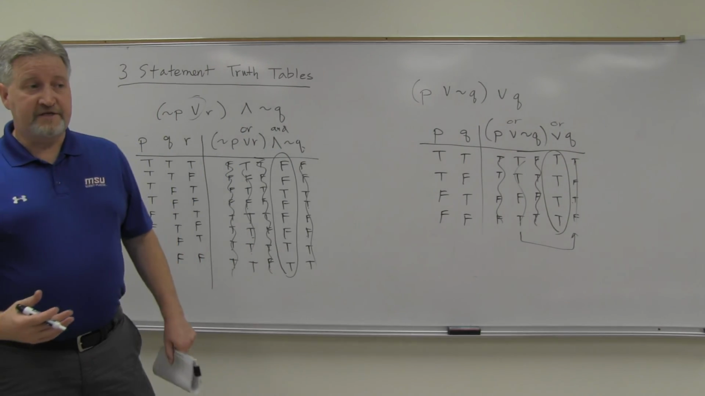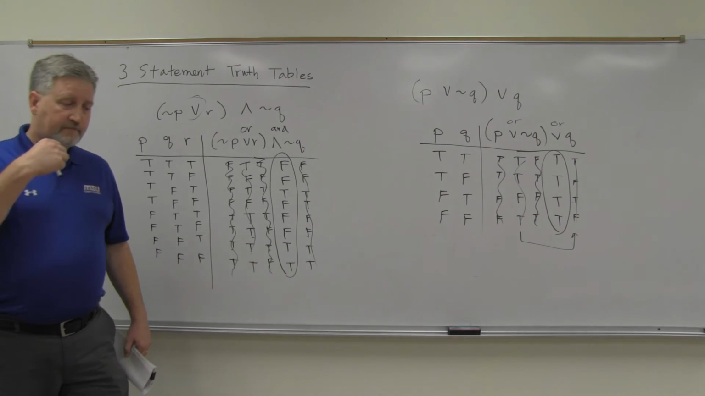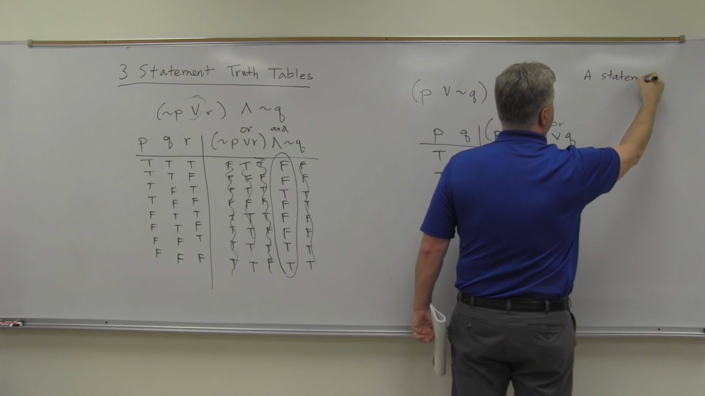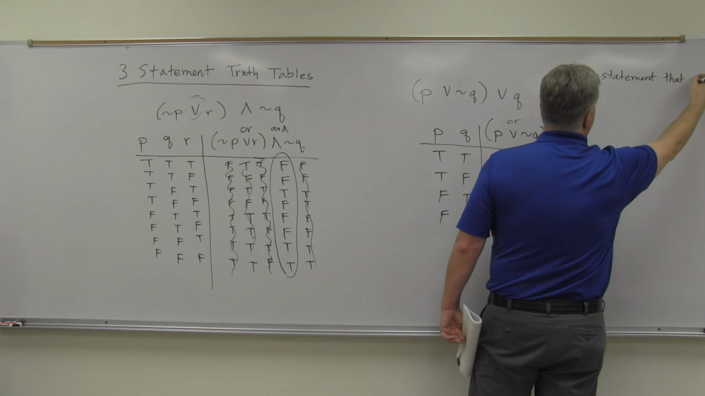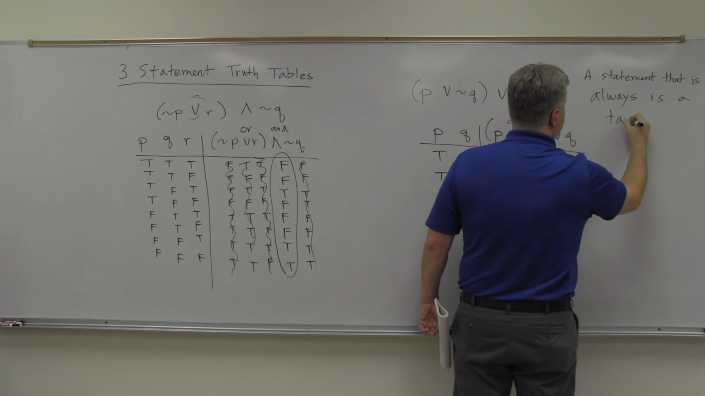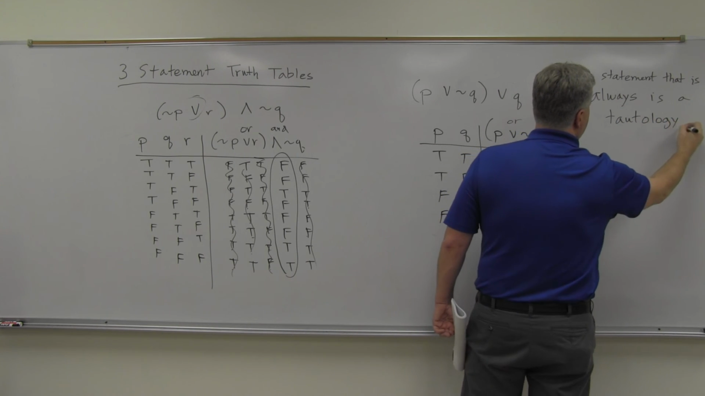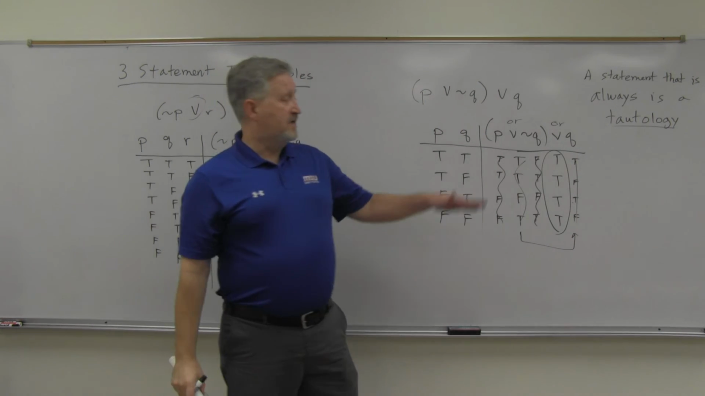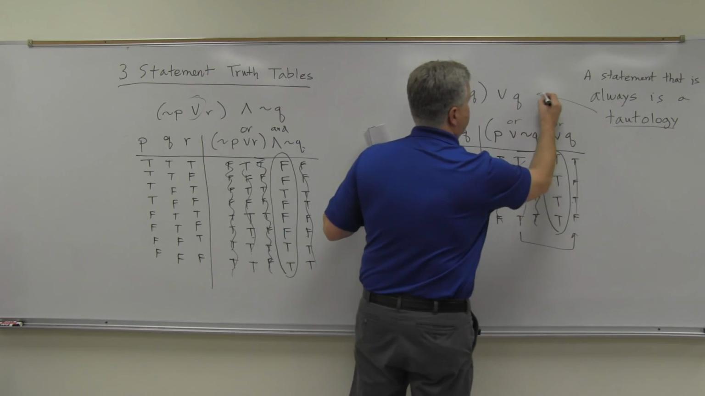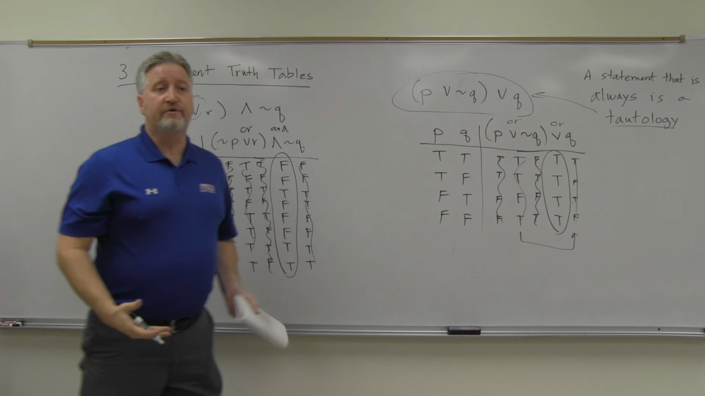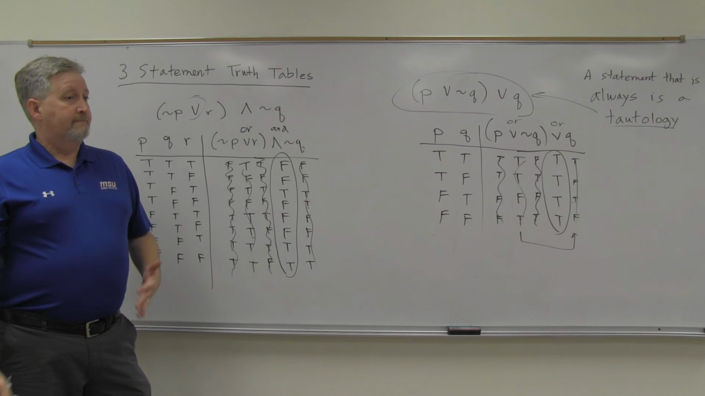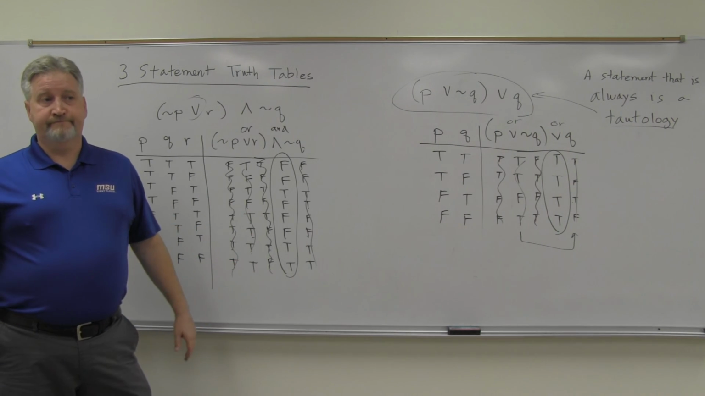And that was the other thing I was going to mention here, is if I have a statement that is always true, it's called a tautology. T-A-U-T-O-L-O-G-Y. So if you see that term tautology, it just means you have all truths on your truth table. So this is an example of a tautology right here. That one's always true. There's no time, any combination of true and false, P and Q, when it's false. It's always true. All right?